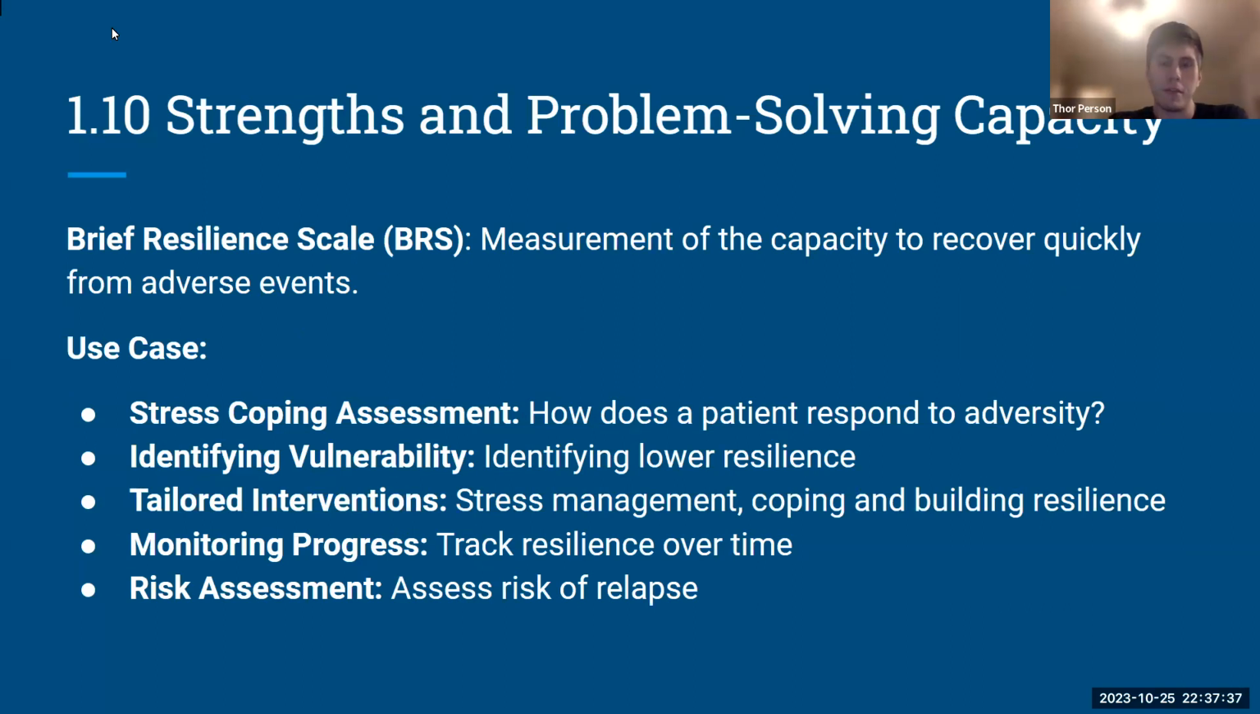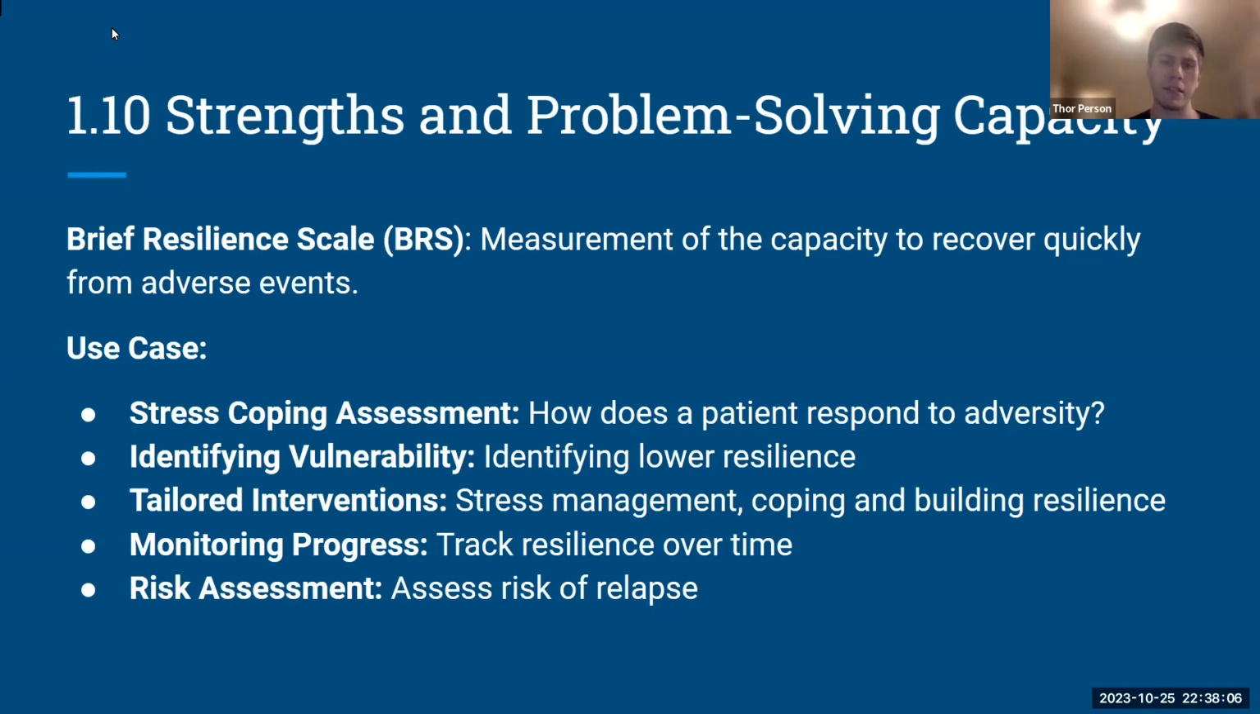All right. So my domain was strengths and problem solving. And I looked at a number of scales. There were a number of resilience scales, including coping skills scales to choose from in the literature. I did find a short scale called the Brief Resilience Scale, and that measures the capacity to recover from adverse events. And it had several use cases.